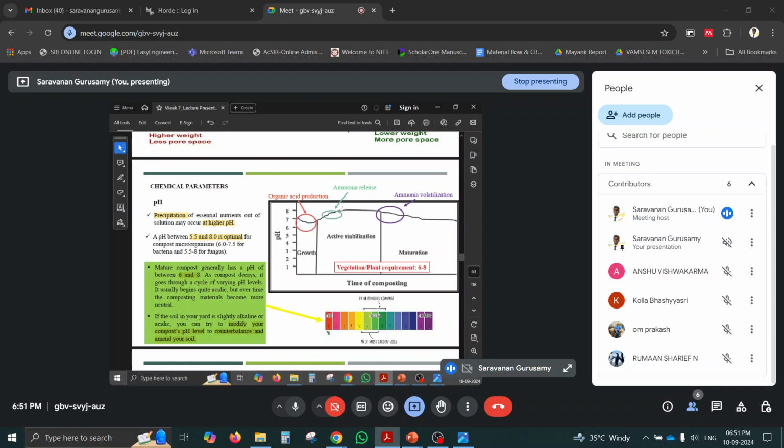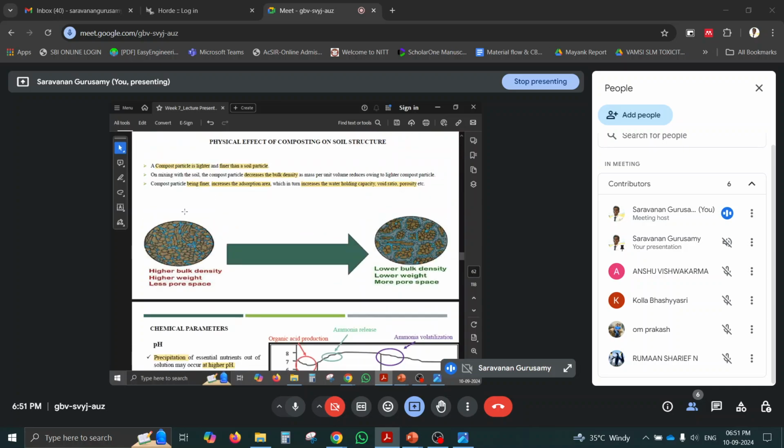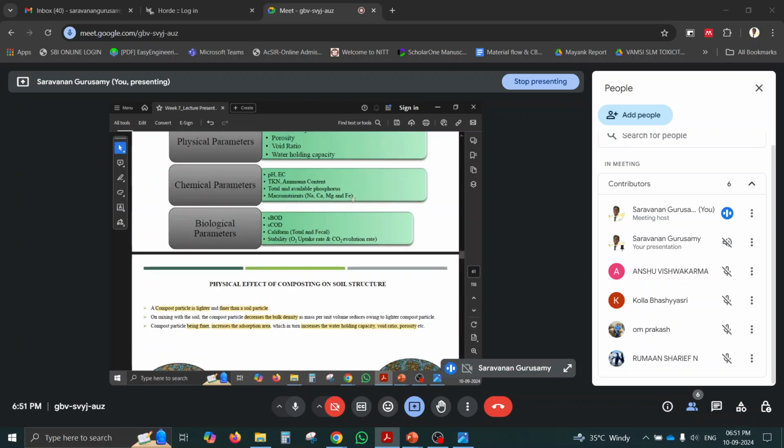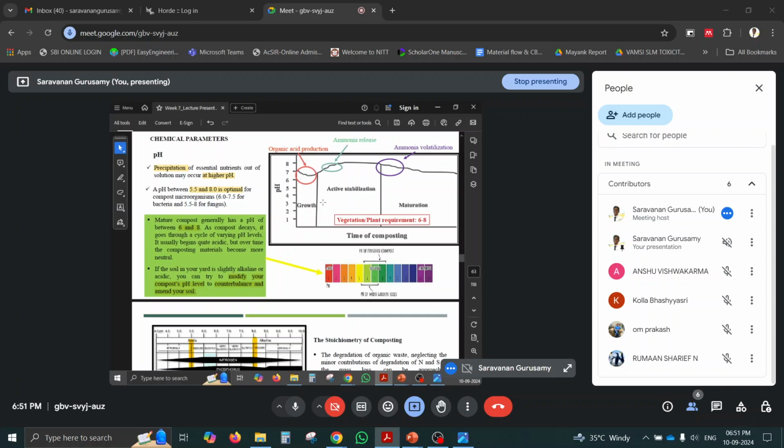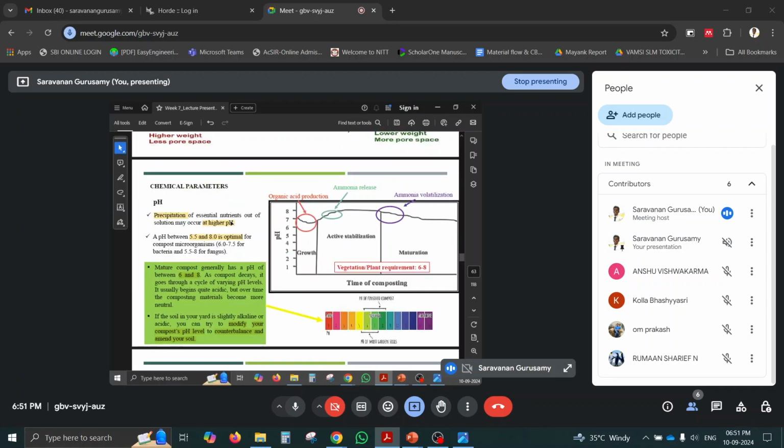At a higher pH, what will happen? The essential nutrients will precipitate. What are the essential nutrients? Like nitrogen, potassium, phosphorus, and all these macronutrients, like calcium, whatever we have discussed, like sodium, calcium, magnesium, iron. This all will precipitate. So we should not go up to a higher pH. It should be around the optimal condition of 5.5 to 8. This is the thing we need to maintain for compost microorganisms.